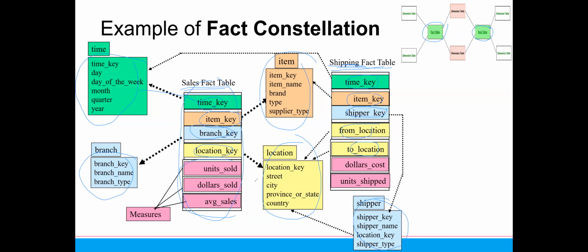The measures are also different. The measures in the sales are only about how many items have been sold and how many dollars have been obtained, but in the shipping fact table, it is more about the delivery cost and how many items have been shipped.